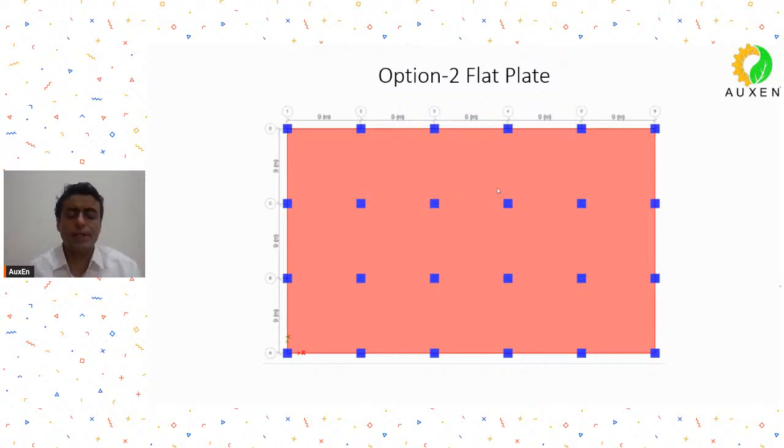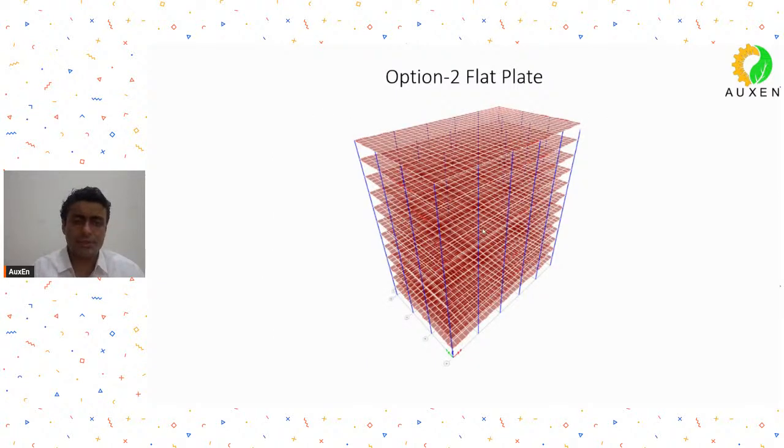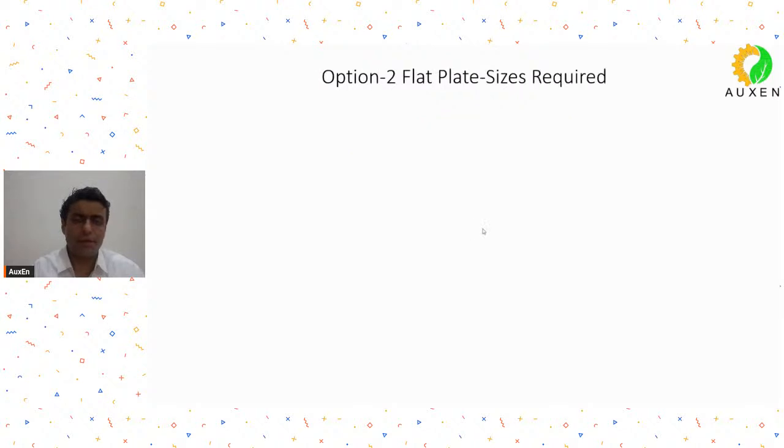So, let us see. This was option 2. Now, you can see there are no drops. The entire slab thickness is uniform because I cannot take the drop panels. So, it's a complete flat plate. This is the 3D elevation, and when we analyzed it, the column sizes were finalized in ETABS, and the slab sizes were finalized in SAFE, after checking their punching and all that.